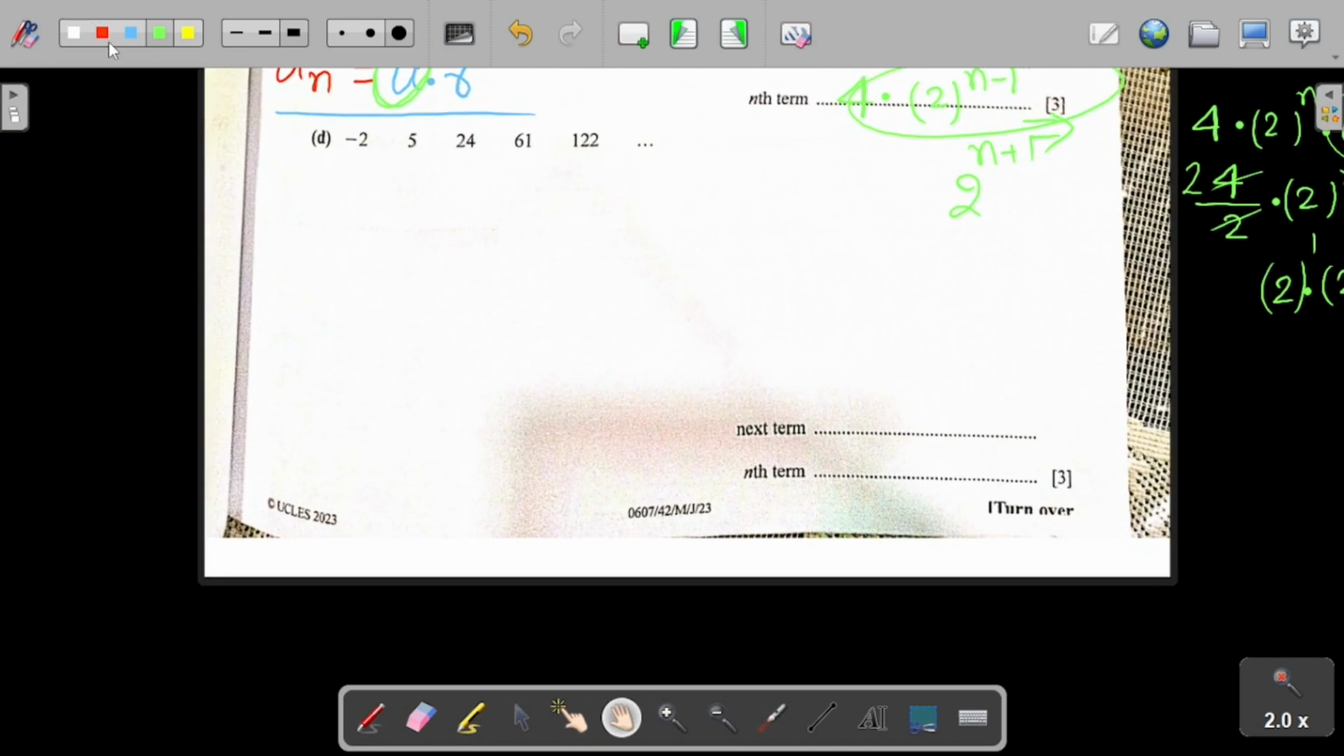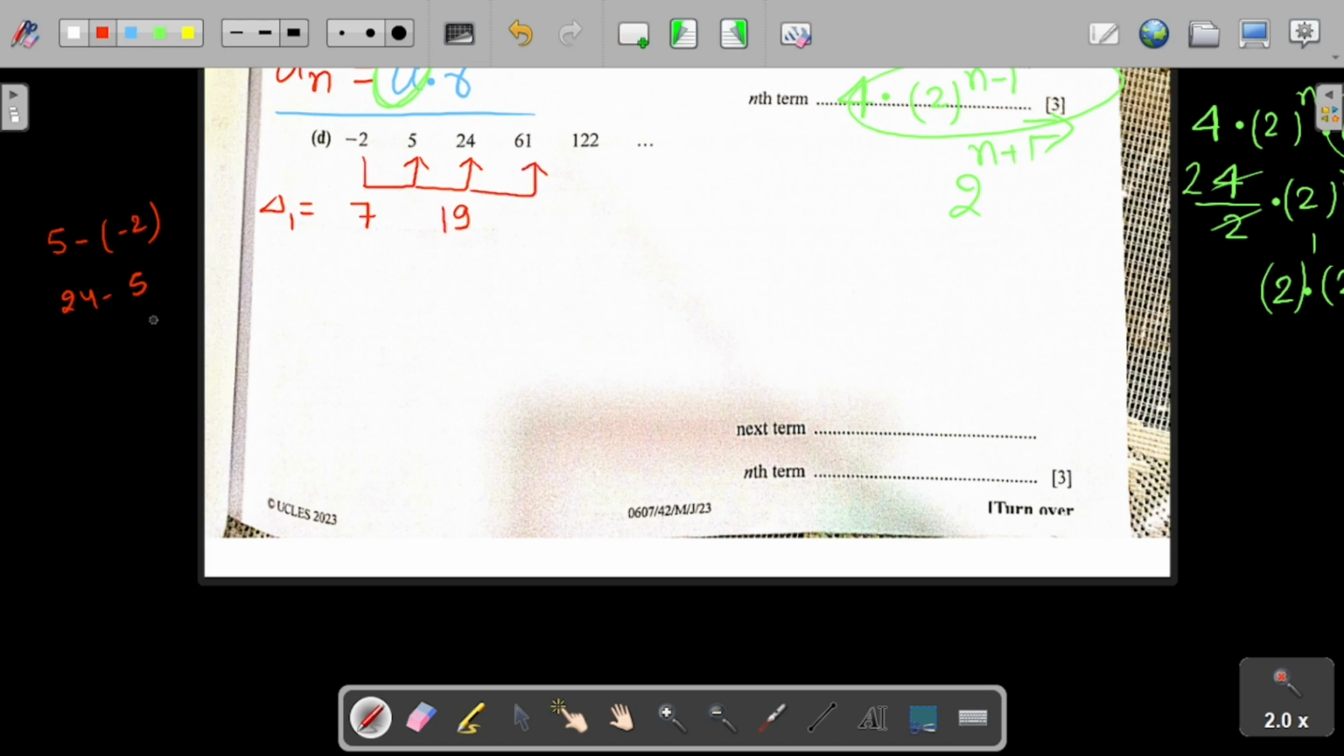Let us see the D part. Again, let us see what's going on. It's not a geometric sequence. Let us see the difference. What's the difference here? This is the first difference, delta 1. So what we have to do is second term minus first term. So 5 minus of minus 2, that's 7. Similarly, third term minus second term, that is 24 minus 5, that is 19.